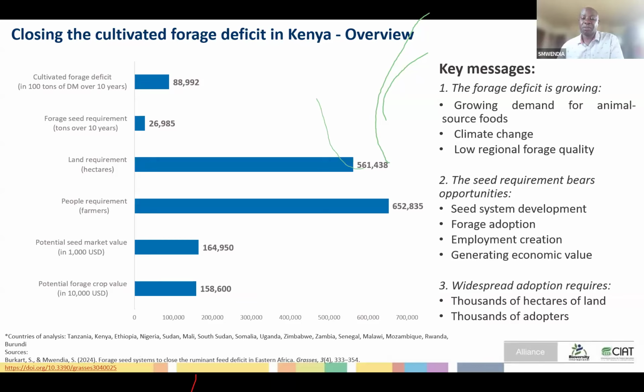Seed requirement bears opportunities. You can think of the forage seed system and private sector engagement, forage adoption and employment creation. Like in Western Kenya, we already saw some youth groups making good quality hay from some of these improved forages and selling the hay to those who have animals. And for sure, to close this gap, we need more hectares of land, improved forages, and thousands of adopters taking up cultivated forage.